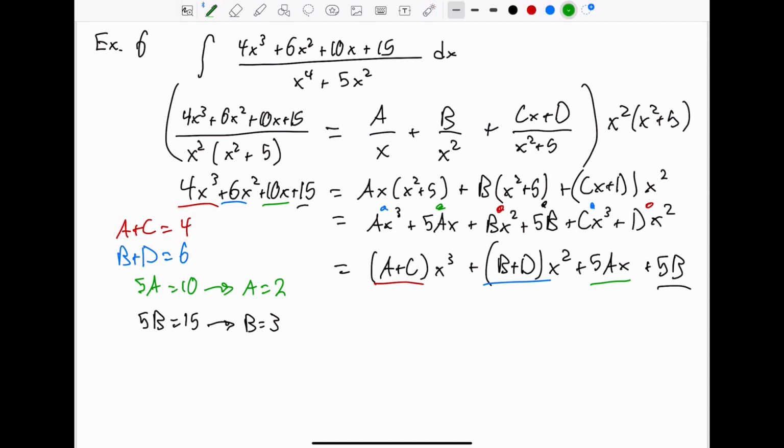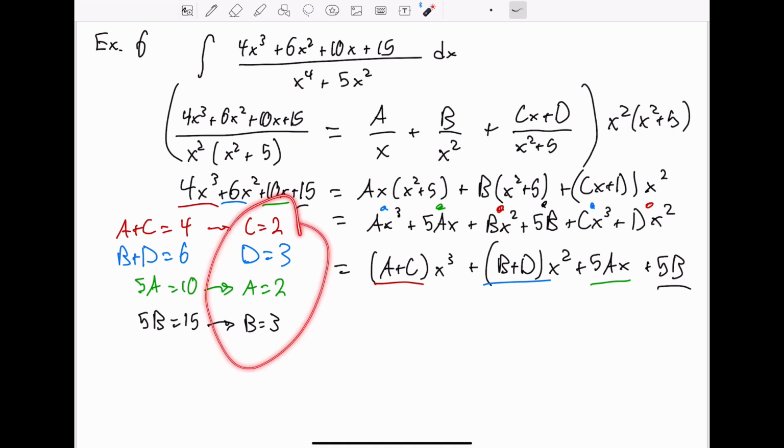This tells me that c must equal 2. And then finally, b plus d equals 6, but I know that b equals 3, so d must also be 3. If b equals 3, I need d to also be 3. That gives me the last constant. So here I have a, b, c, and d all solved. Once I have these, I put them into the decomposition form, and then I try to integrate.